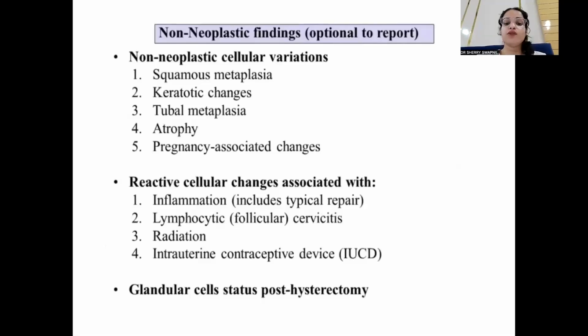So first, non-neoplastic cellular variation is the squamous metaplasia. I'll be going through each one of them. So first is the squamous metaplasia. Second is keratotic changes. Third is tubal metaplasia, atrophic smears, and pregnancy associated changes. So these are the cellular variations that we can see. Now moving towards the reactive cellular changes that could be associated with infection, typical repair, radiation, cervicitis or IUCD insertion. And then lastly, glandular cell status post-hysterectomy.